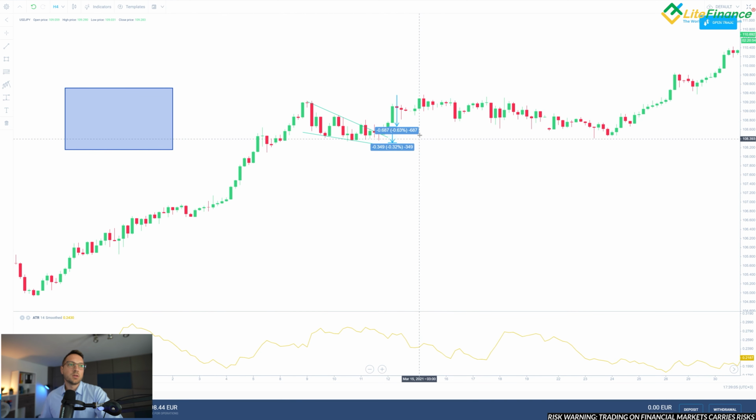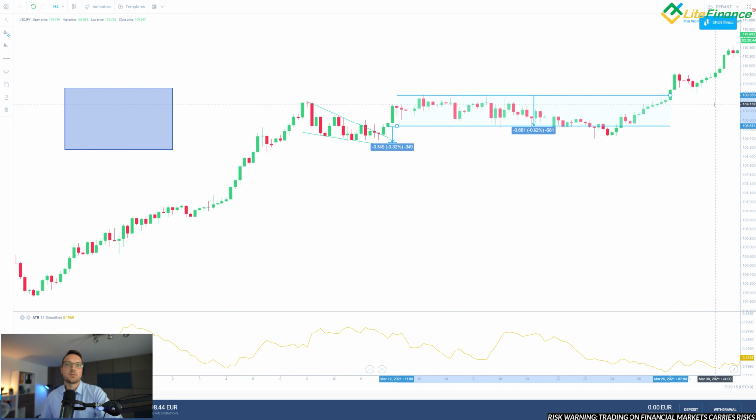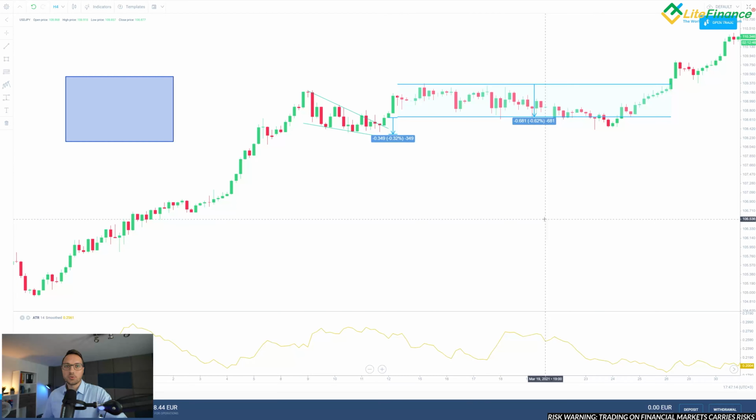As you can see, it is a 2-to-1 risk-reward ratio, 68. And this particular trade was correct. So this is my approach as for trading wedges. Okay, so now maybe let's discuss the flag pattern.